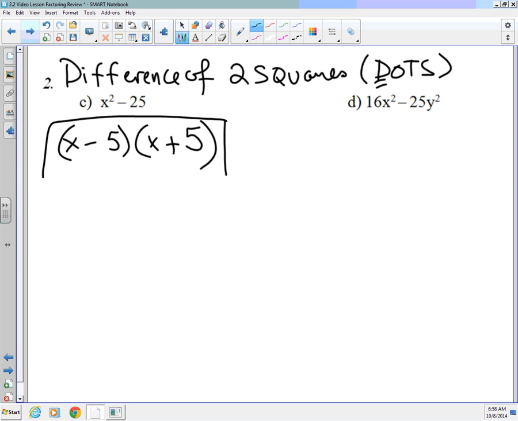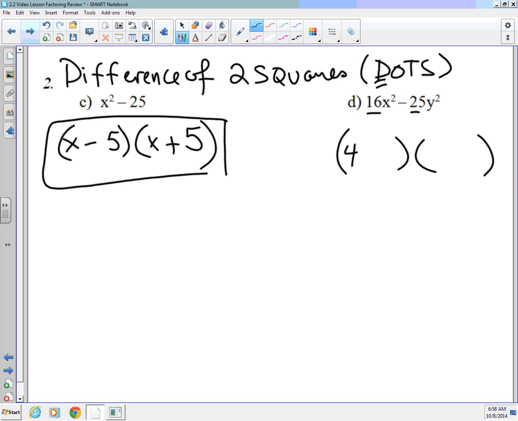And there's my factorization: 16x squared minus 25y squared. By the way, you should always check to see if there's a GCF first, and we're going to see that a little later on. 16 and 25 do not share a factor, so this is straight up dots here.